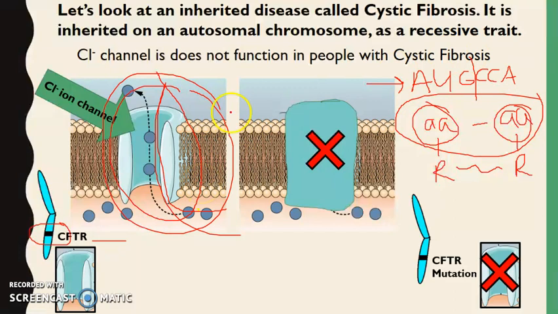However, if you inherit a mutation, that means that somewhere in the DNA, like maybe a point mutation that resulted in a missense, now the sequence of DNA that you have at that locus codes for incorrect amino acids, and now it doesn't fold up correctly. So you may still have a protein in your cell membrane, but it's not the correct shape.